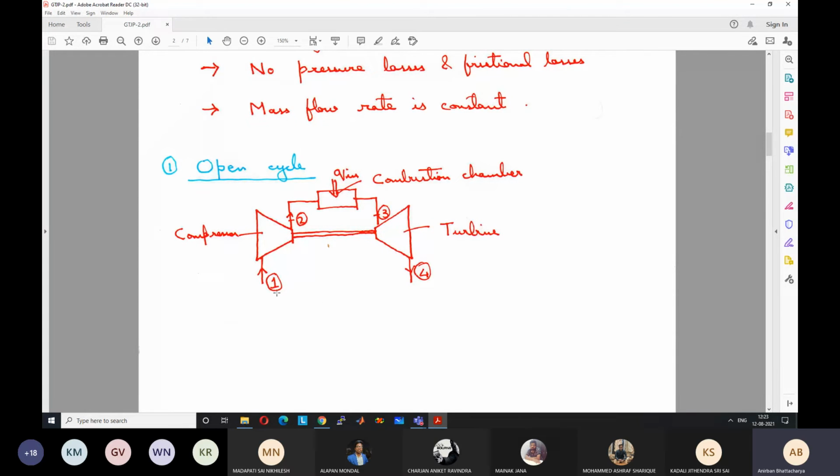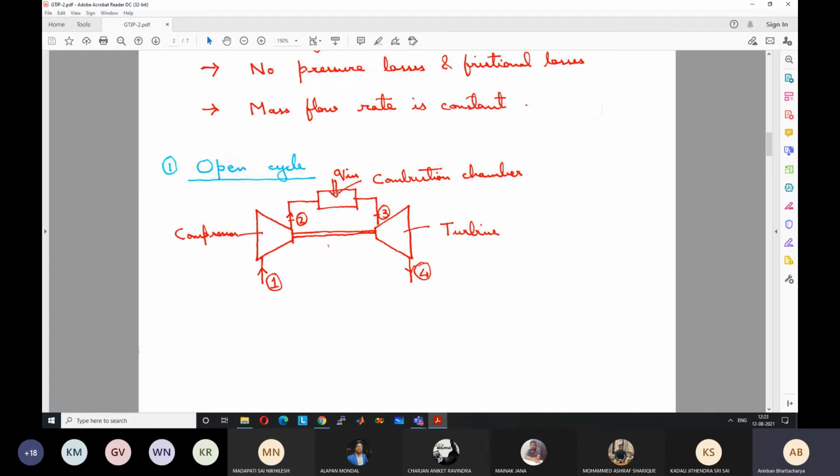Air enters at condition 1, ambient condition, and then goes out of the compressor at condition 2, which is at high pressure and temperature. Then it passes through the combustion chamber where the heat input occurs. At this point we will assume that the combustion process is idealistic, so all the energy is getting converted.